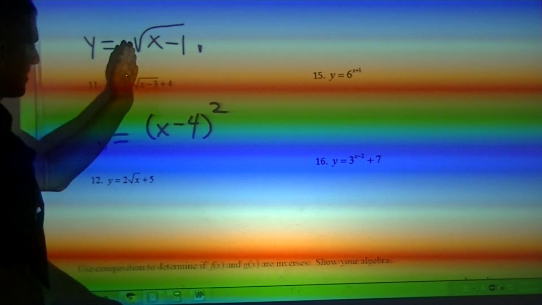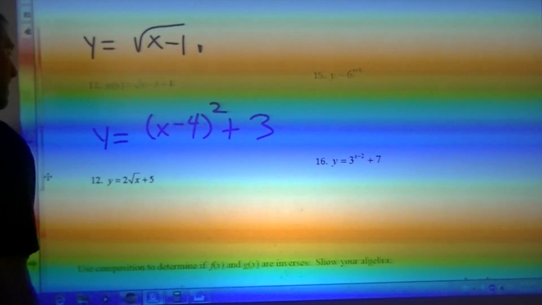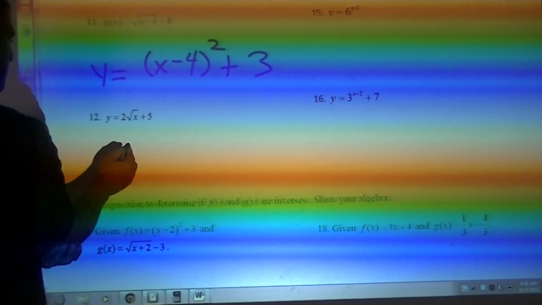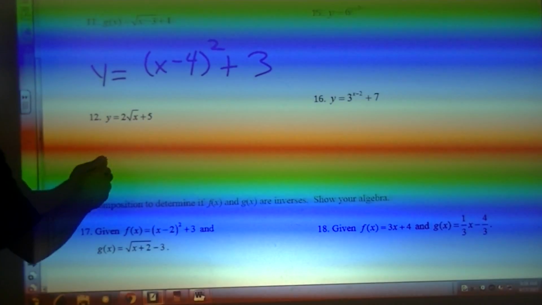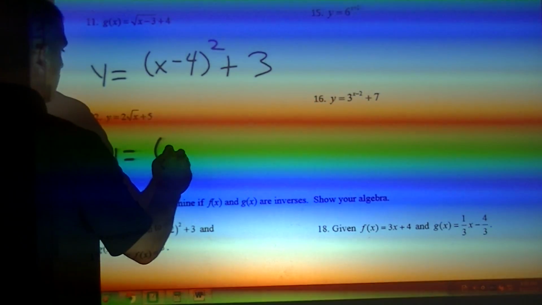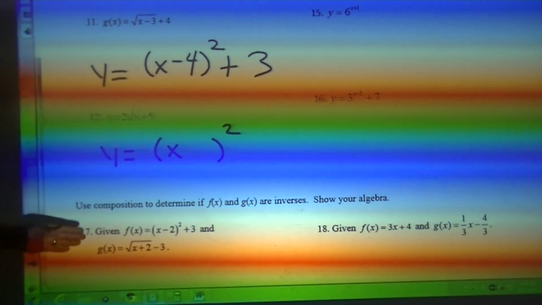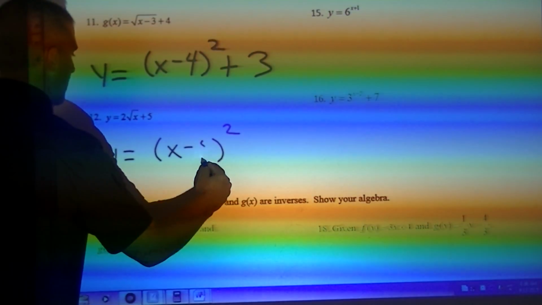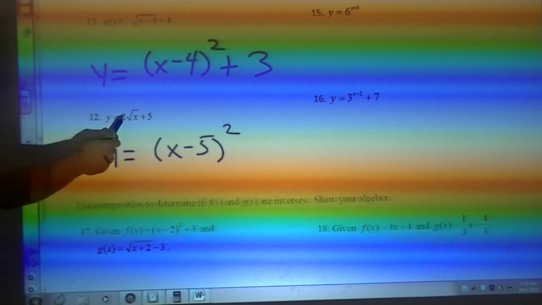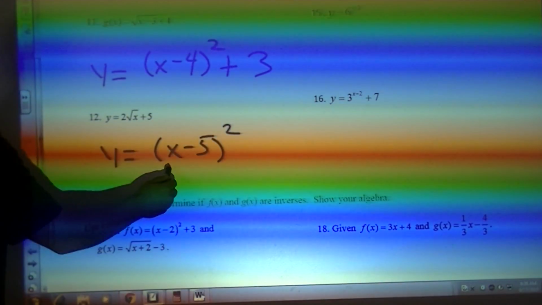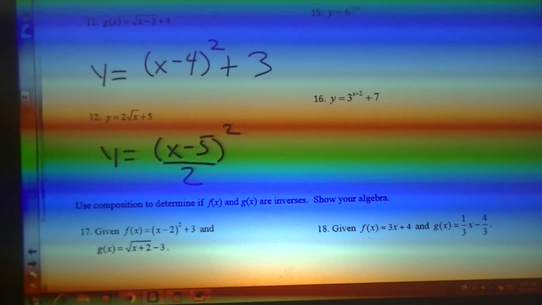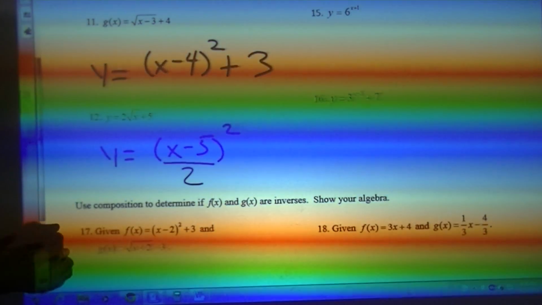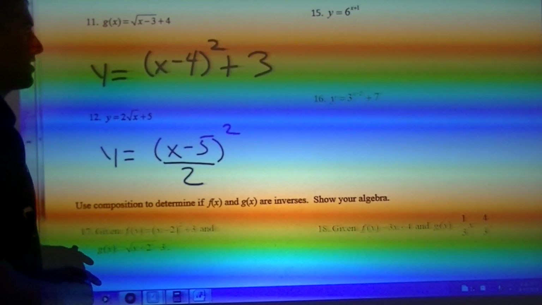Negative 3 is on the inside, it's going to come and be on the outside. Okay? Number 12. All right, that's square root, so I'm going to use squared again. 5 is on the outside, it's now going to come in on the inside and be changed to be negative. 2 is being multiplied by the outside, so it will be divided by the inside. You can, once again, use all those operations and see how that works out.